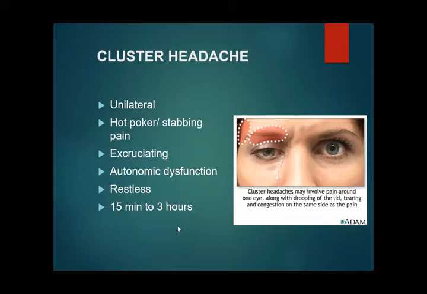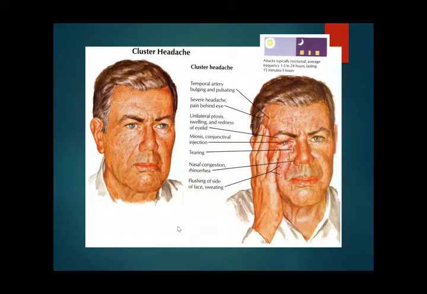These can be nocturnal; nocturnal awakening is typically associated with cluster headache because the pathophysiology involves hypothalamic dysfunction. Average frequency is 1 to 3 in 24 hours, lasting 15 minutes to 3 hours. You can see in this picture there is temporal artery bulging and pulsating, severe headache, pain behind the eye, unilateral ptosis, swelling and redness of the eyelid, and a smaller pupil as compared to the normal side. There's conjunctival injection, lacrimation or tearing, nasal congestion or rhinorrhea can be present, and flushing of the side of the face and sweating.